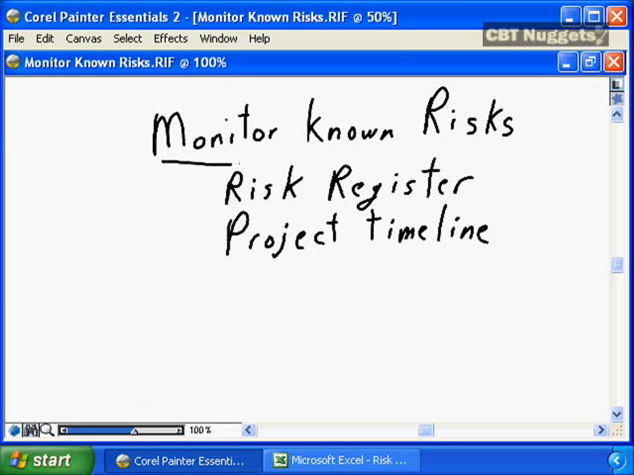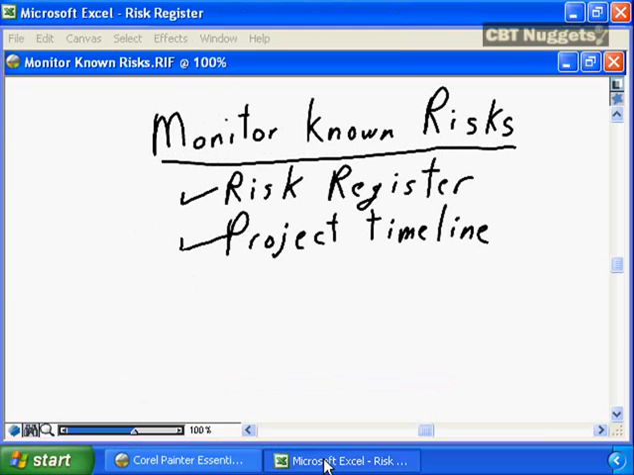The first step in monitoring and control is to monitor the known risks. Look at the risk register, examine the events in the risk register, determine the likelihood of the risk occurring, determine the timeline with which the risk is likely to occur, and ensure that you are taking appropriate actions to eliminate, to mitigate, to deal with the risks as they occur. So how do we do that? Let's have a look at our risk register.